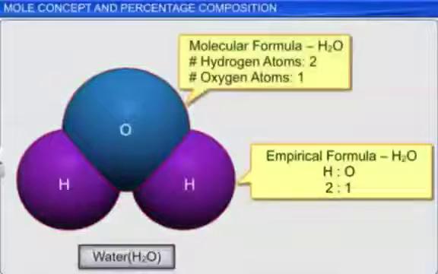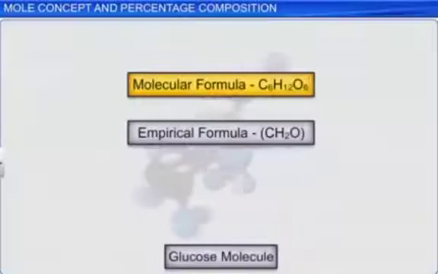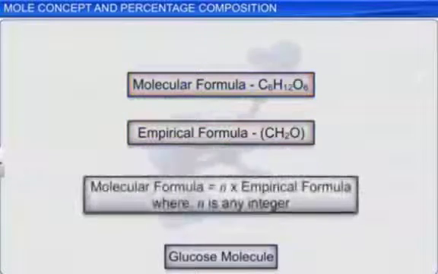In case of glucose, the molecular formula is C6H12O6. This means that one molecule of glucose has 6 carbon atoms, 12 hydrogen atoms and 6 oxygen atoms. The molecular formula of a compound is an integral multiple of the empirical formula. The equation can be illustrated as shown.